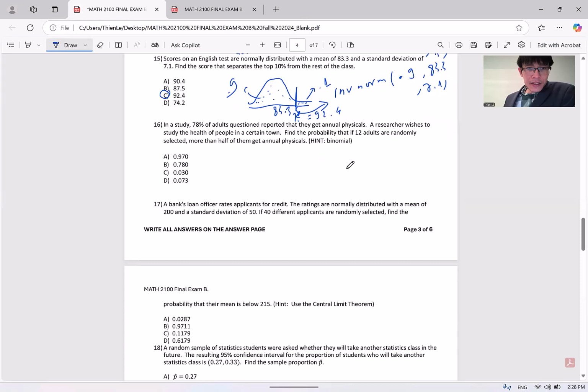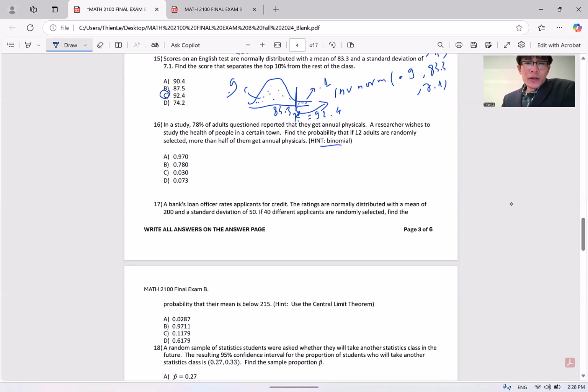In 16, in a study, 78% of adults questioned reported that they get annual physicals. A researcher wished to study the health of people in a certain town and found the probability that, of 12 adults randomly selected, more than half of them get annual physicals. So again, it is the binomial, the hint here.